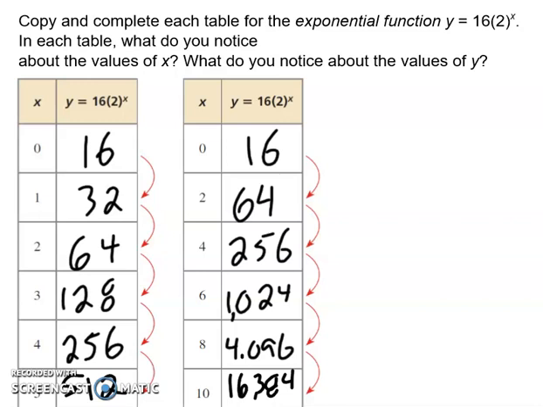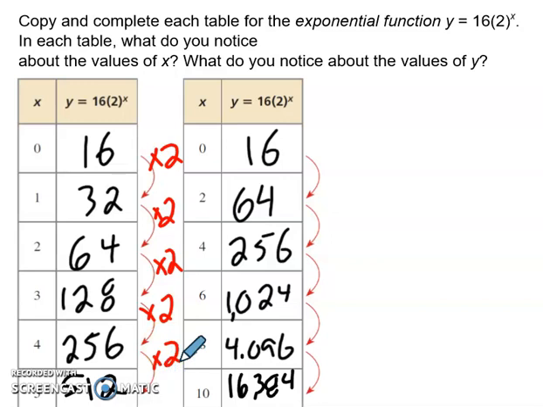So let's look at the table on the left-hand side. What do you notice about our x values? Well, they're increasing by 1. And what happens to the corresponding y values? Well, those seem to be doubling. 16 times 2 is 32. 32 times 2 is 64. So on and so forth. All of these values, when our x was increasing by 1, the values were doubling for our y.